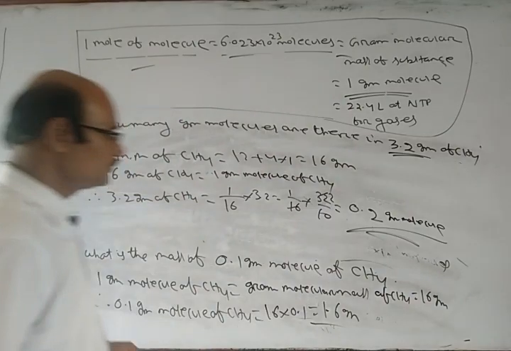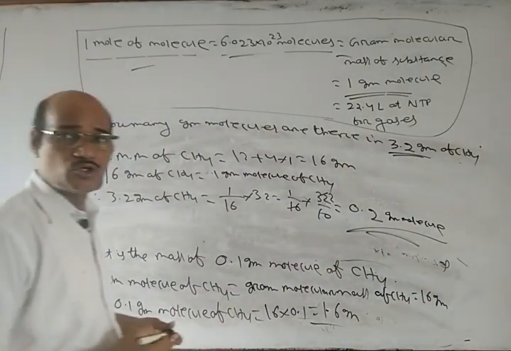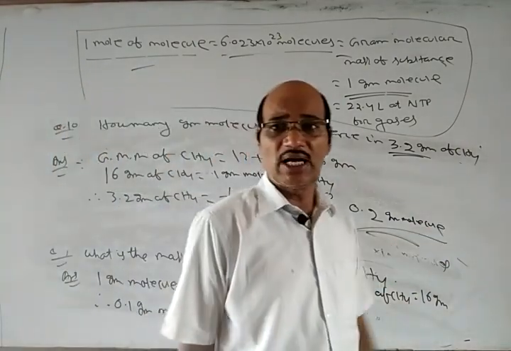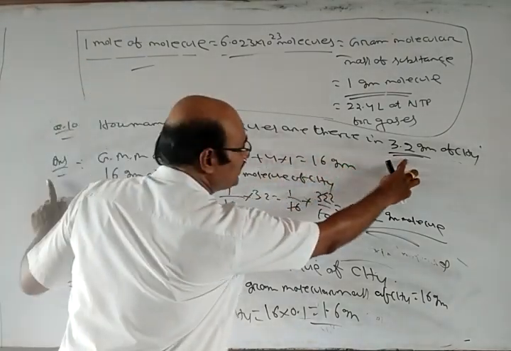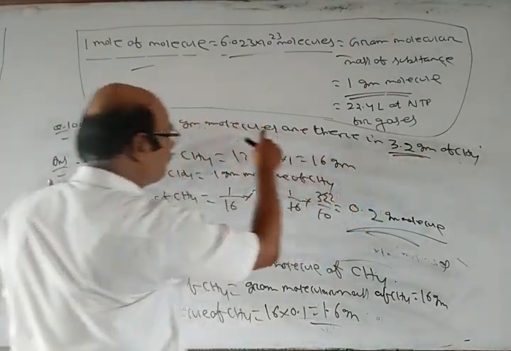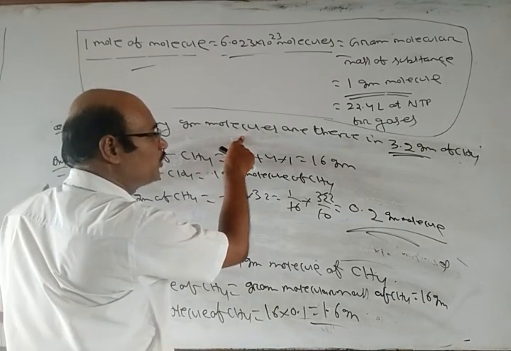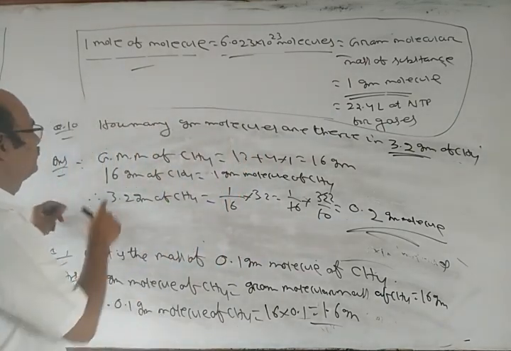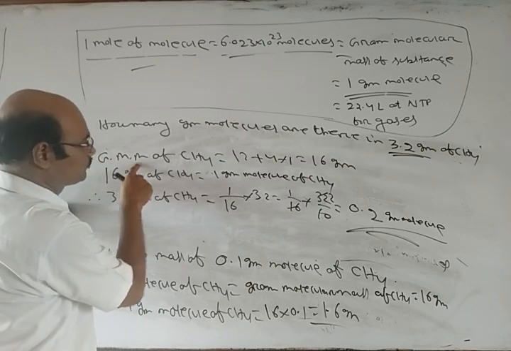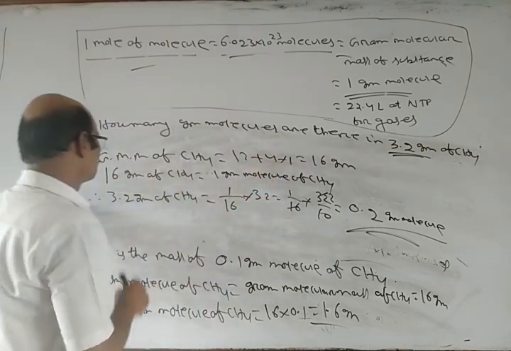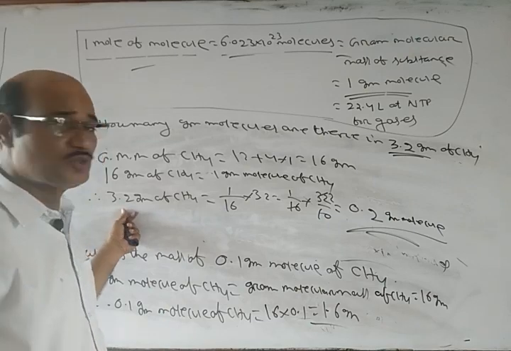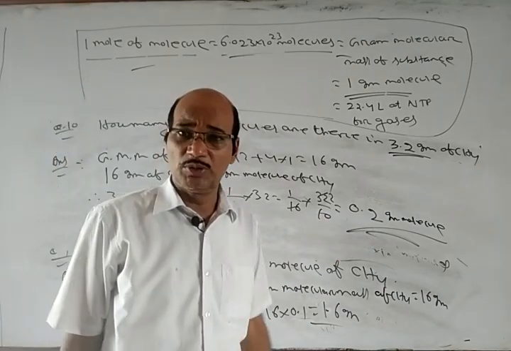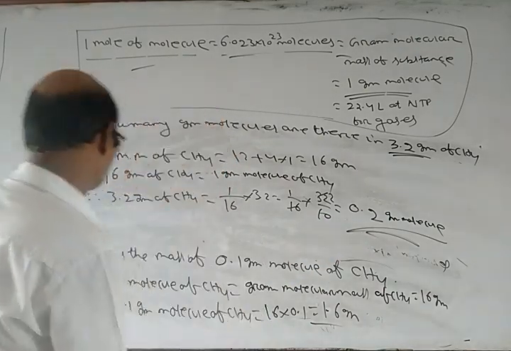Okay. So 3.2 gram of methane equals what? 0.2 gram molecule of methane. Because the mass is given here and you are asked for the number of gram molecules, what have we done here? Gram molecular mass equals 16 gram. So 16 gram equals 1 gram molecule. Therefore 3.2 gram equals 3.2 by 16, which is 0.2 gram molecule. Okay.